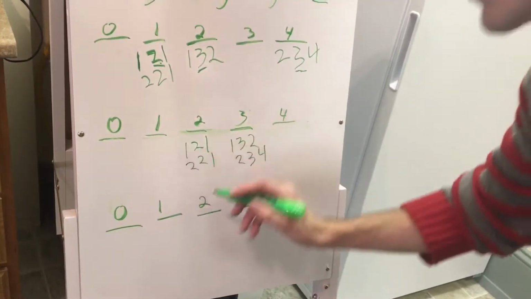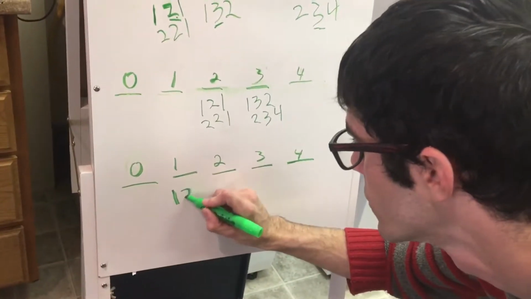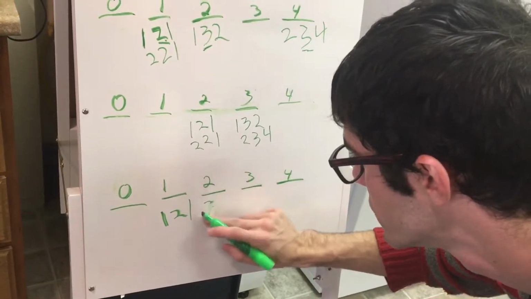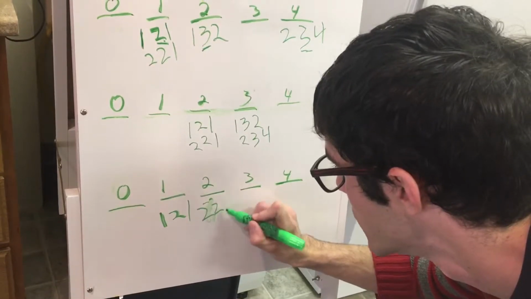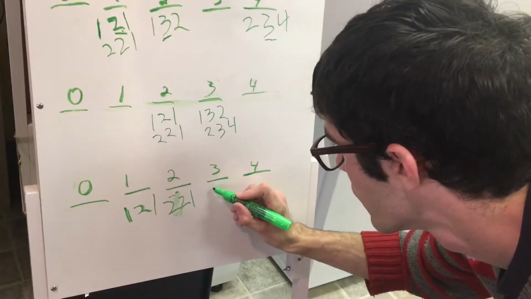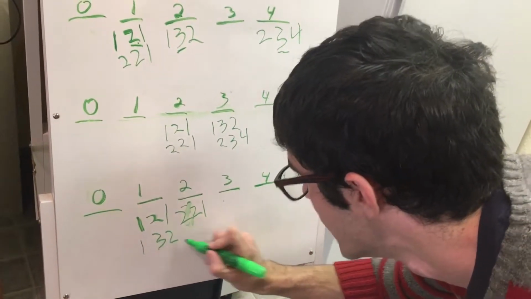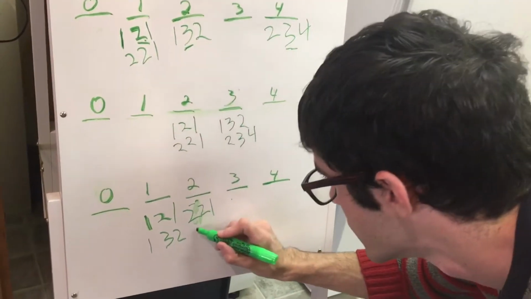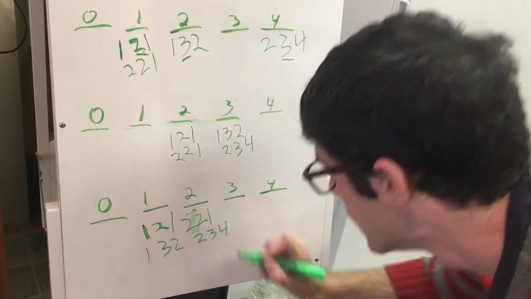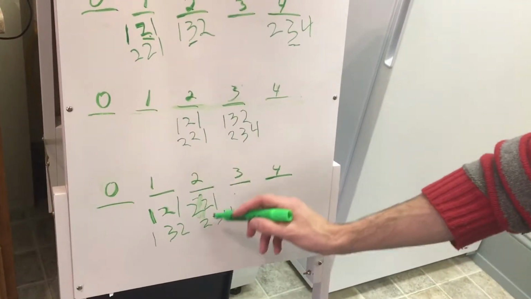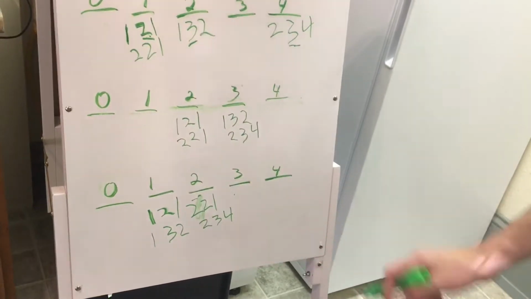So this one is 1, so 121, and then 221, and then we have 132, and then we have 234. And now we have our numbers in order. So we have 121, 132, 221, 234.